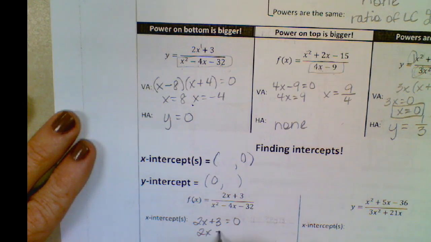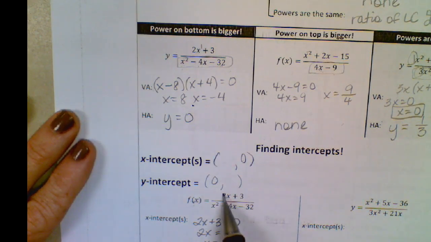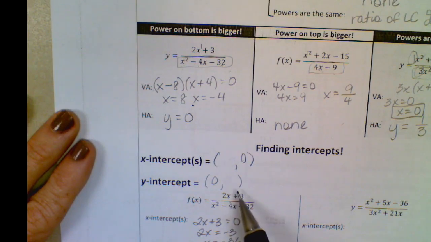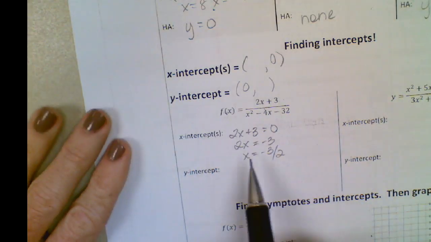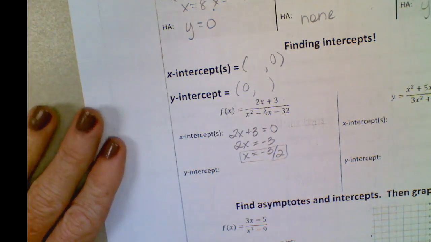So in this case, I'm going to get a point of negative 3 halves. If I have negative 3 halves here, 2 times negative 3 halves is negative 3, plus 3 would be 0. 0 divided by anything would give me 0. So my x-intercept for this equation would be at x equals negative 3 halves.